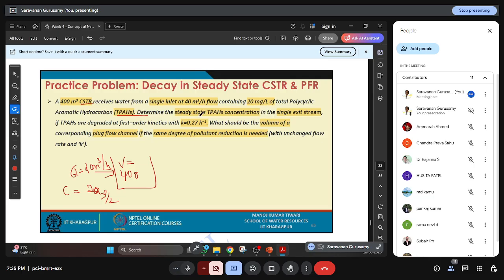So determine the steady state. Steady state is given. So V dC/dt becomes 0. Q C in minus Q C out. This is a basic formula.